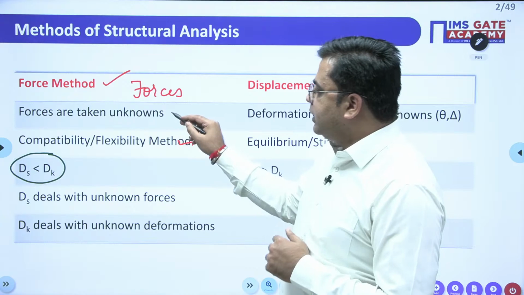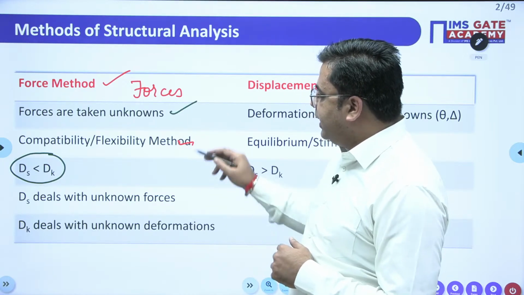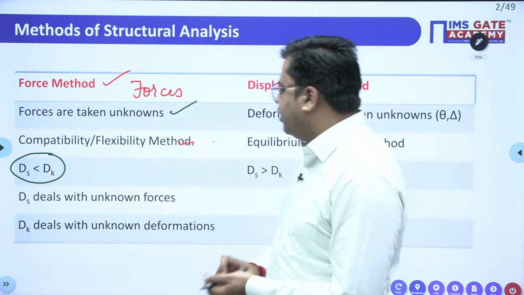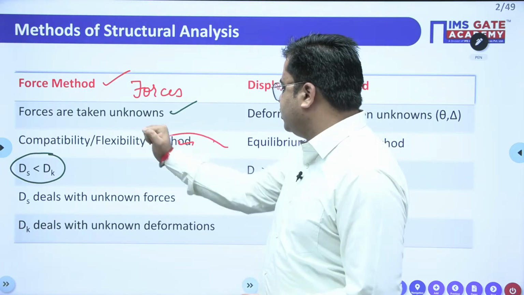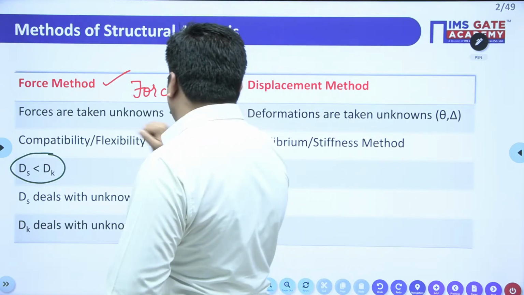So for force method, forces are taken as unknown. They are also known as compatibility or flexibility methods.